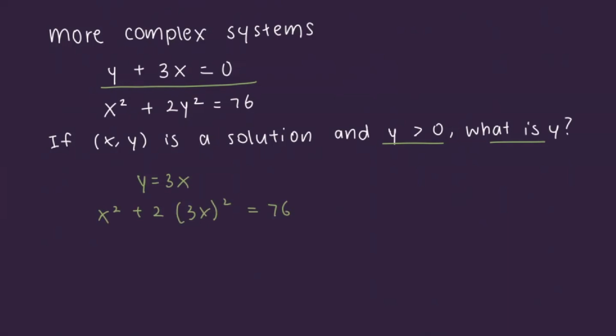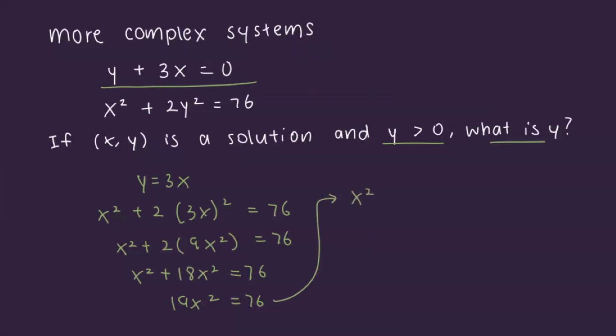Now multiply everything out and we have x squared plus 2 times 9x squared equals 36. x squared plus 18x squared equals 36. We have 19x squared equals 36. And we have x squared equals 4. And x equals either positive or negative 2.